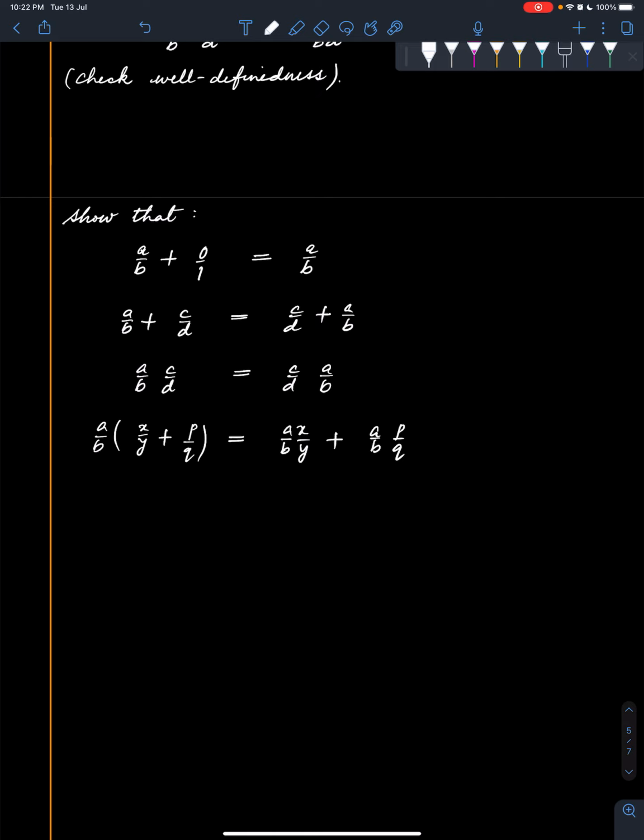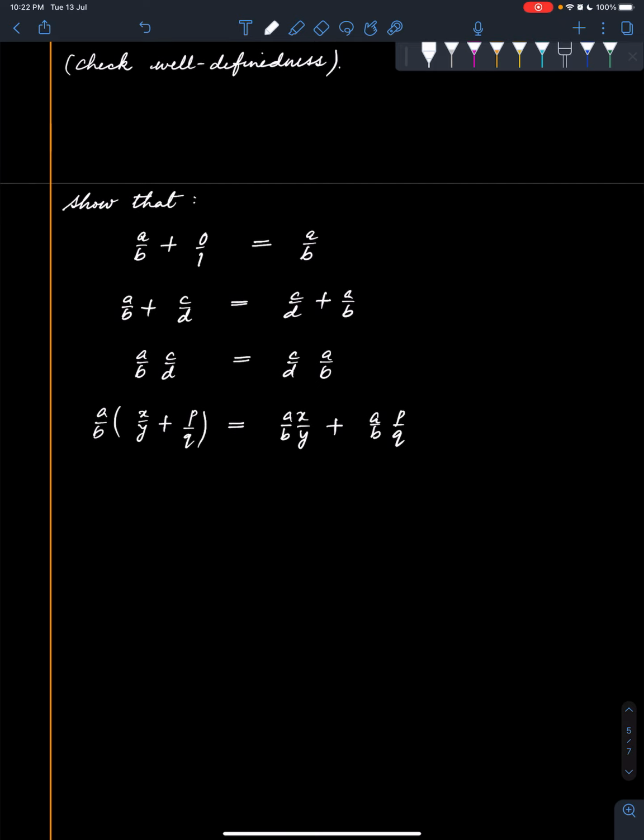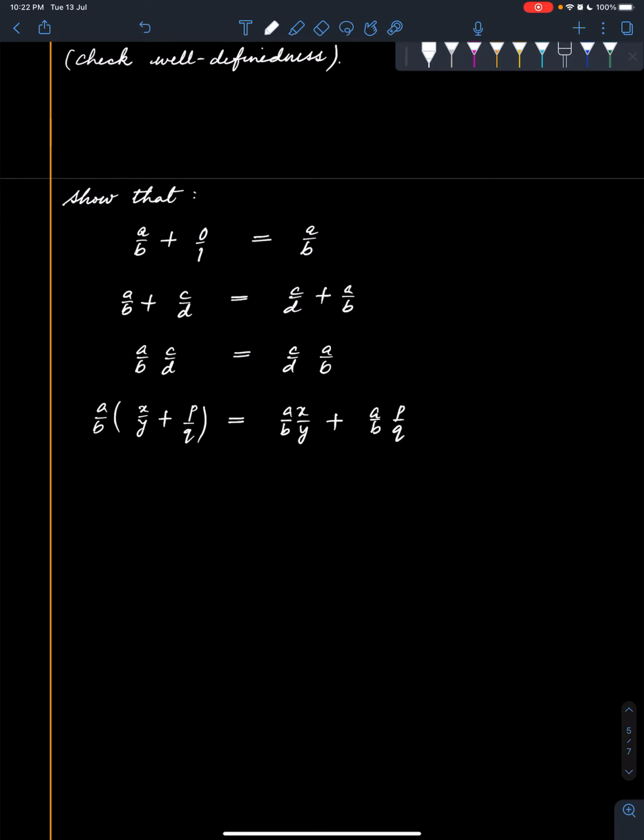That's that, and yeah, maybe one more thing. So x by y times y by x equals 1 by 1 if x and y are non-zero.